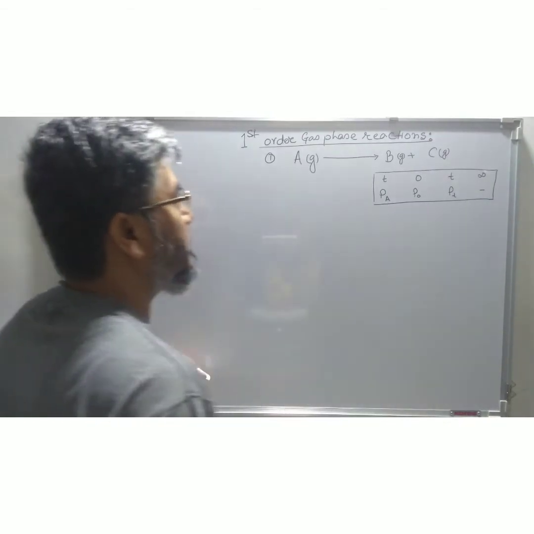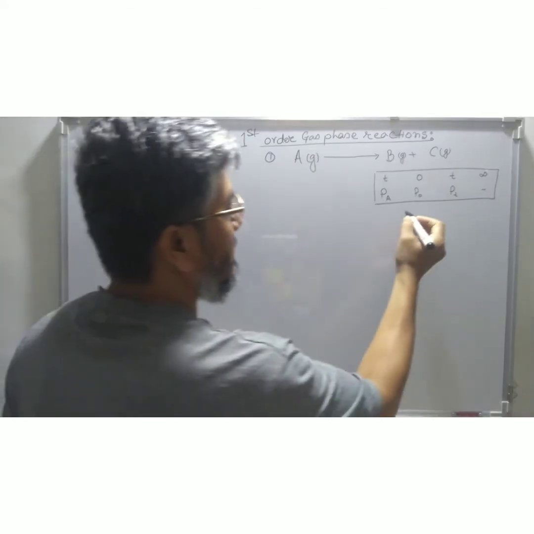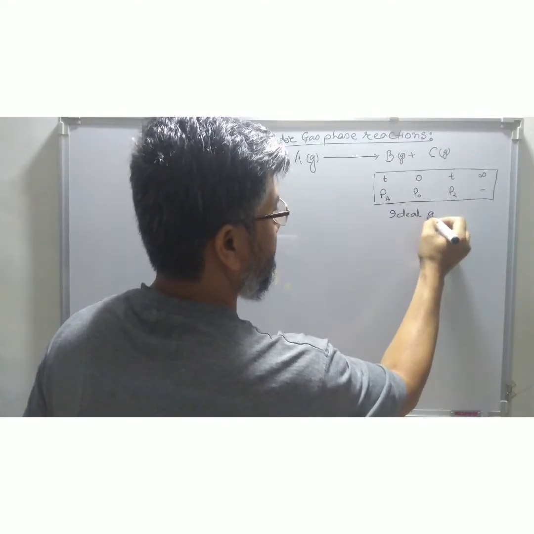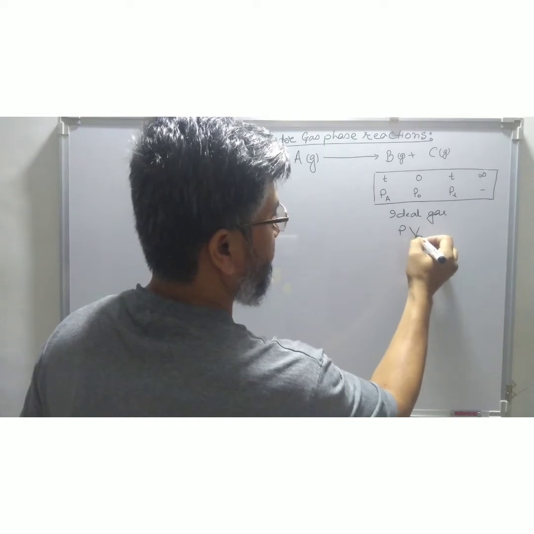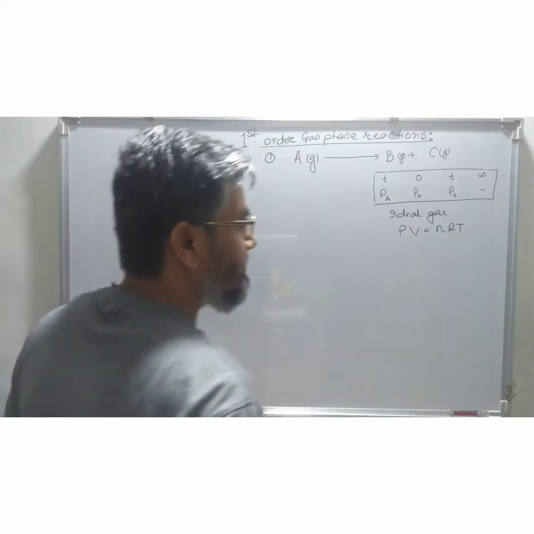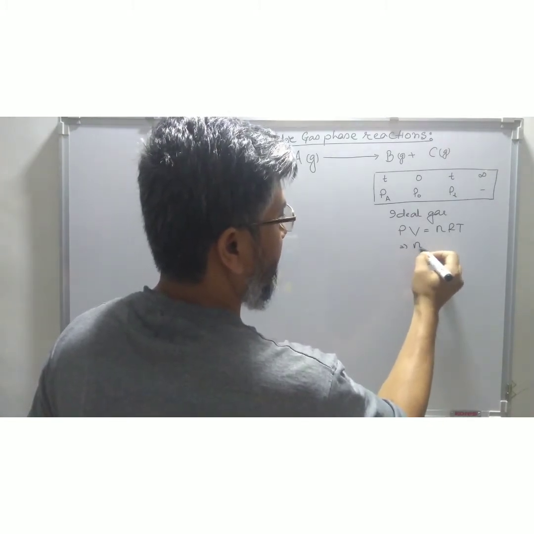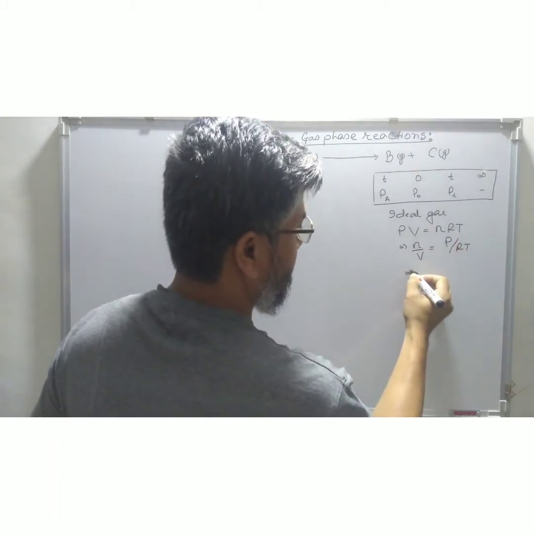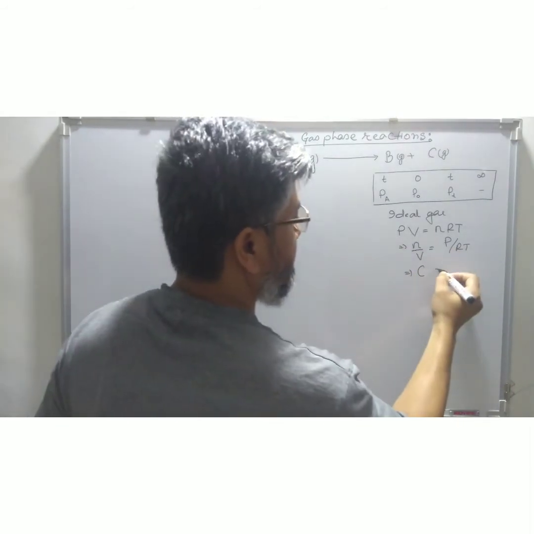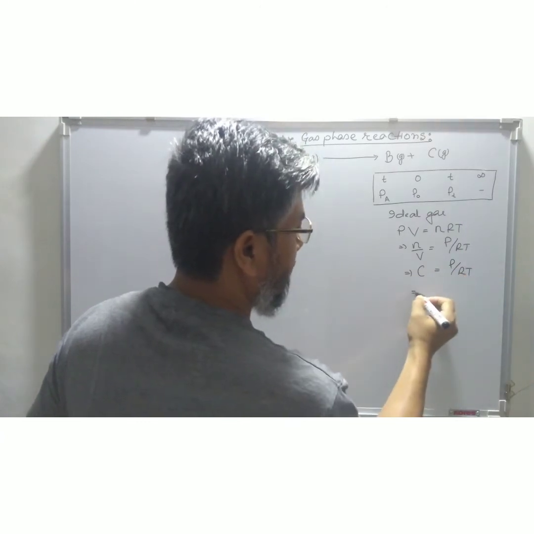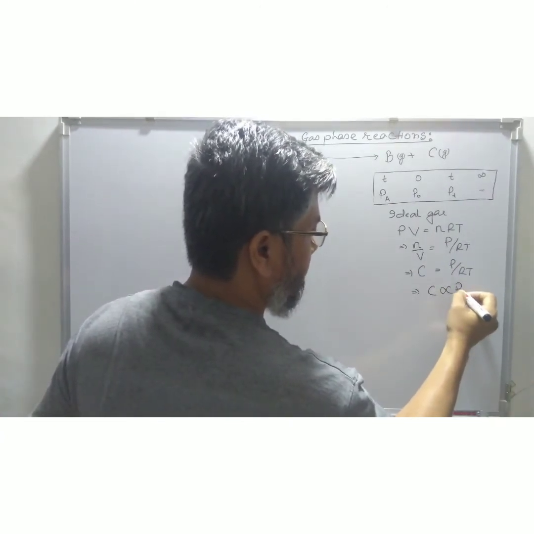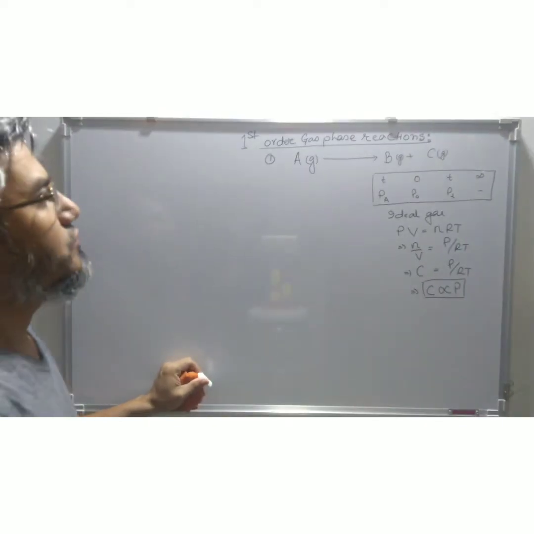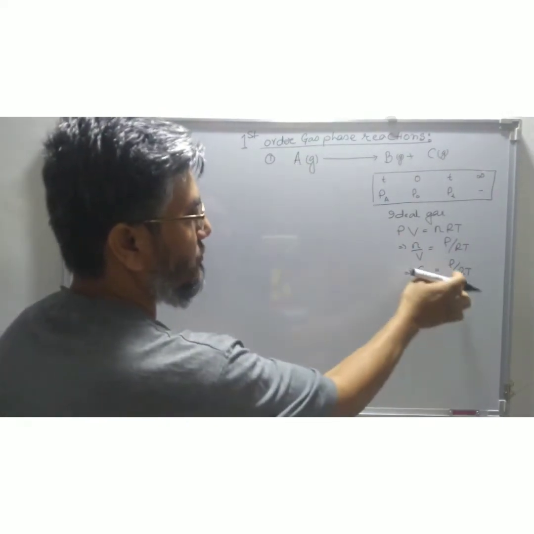Now for this type of reactions, we have to assume the ideal behavior of these gases. Assuming ideality of these reactants and products, so ideal gas, we have pressure into volume is equal to nRT. Therefore, n by V is equal to pressure divided by RT. So n by V means the concentration of the reacting species, which is equal to pressure divided by RT, or we can say concentration is directly proportional to the partial pressure at a given temperature, because R is already a constant. So we have this concentration to be replaced in terms of partial pressure.